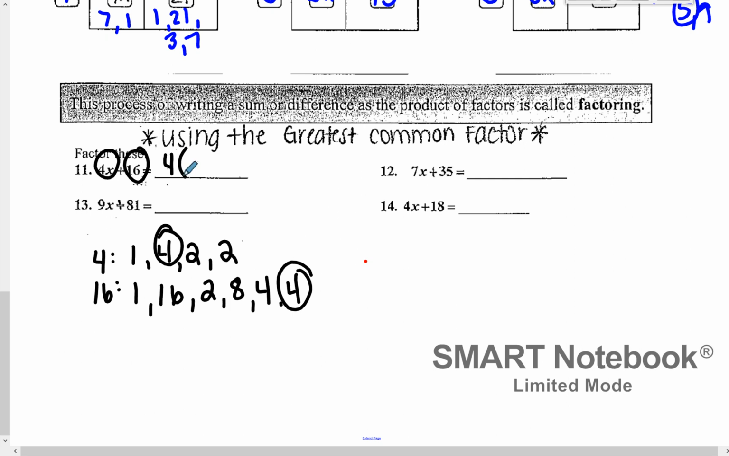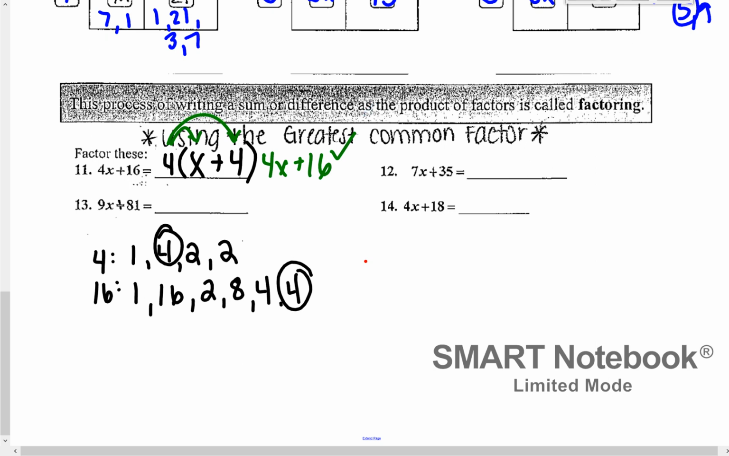Now we ask ourselves, 4 times what gives us a 4x? 4 times x gives us a 4x. 4 times what gives us 16? 4 times 4 gives us 16. We can check that work. 4 times x is 4x. 4 times 4 is 16. That is the same exact thing as the original, so we got it right. Great. Same idea for the last 3.